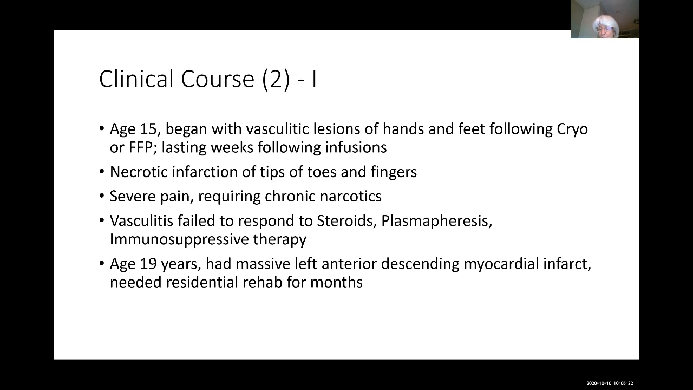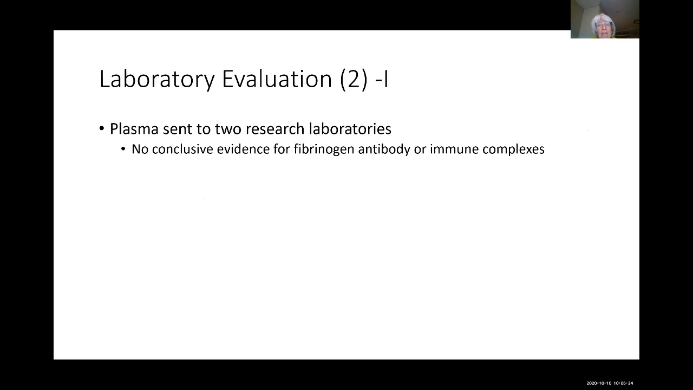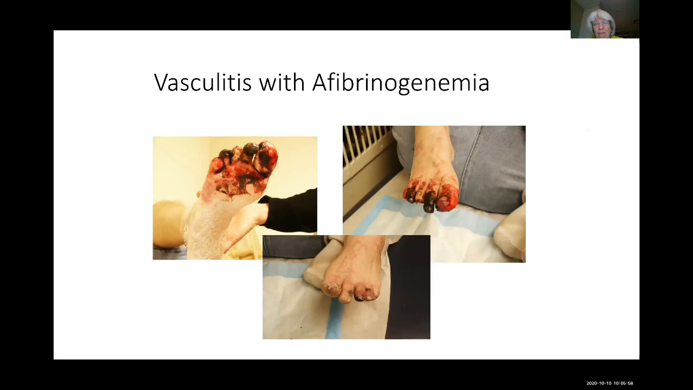So, a 19-year-old with a massive arterial clot. And then we sent plasma to 2 laboratories, the Stony Brook laboratory, to Dr. Galanakis in Long Island, and also to National Jewish Hospital. They both looked for antibodies against fibrinogen and immune complexes, and they just could not find any. We even brought him to the centrifuge so we could draw the blood warm and not ever have it cool down and have the best test, but we couldn't find anything.